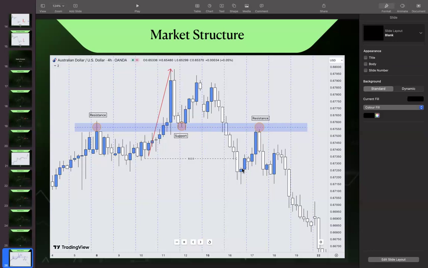So what do we have then? A nice pullback into a point of interest. In this case, our point of interest was this area of support and resistance. Here we had resistance in this area. That resistance turned into support, okay? Then price came, broke out over there, broke structure, created a new low, and then on the pullback, we would basically find our entry on a lower time frame than the 4-hour, okay? Because this is our point of interest, right?